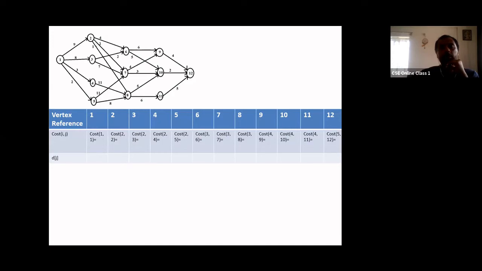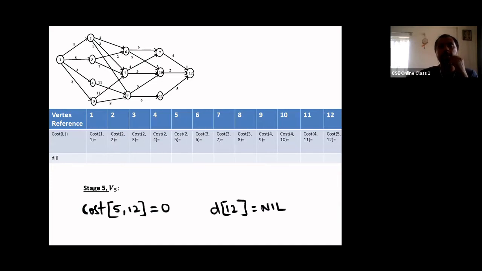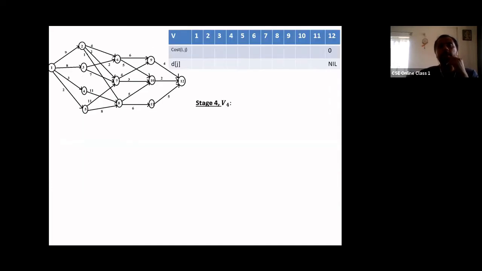We started with stage 5. Stage 5 is the destination sink node, whose cost of connectivity to the sink is considered to be 0, and therefore its direction to connect further is marked as nil.